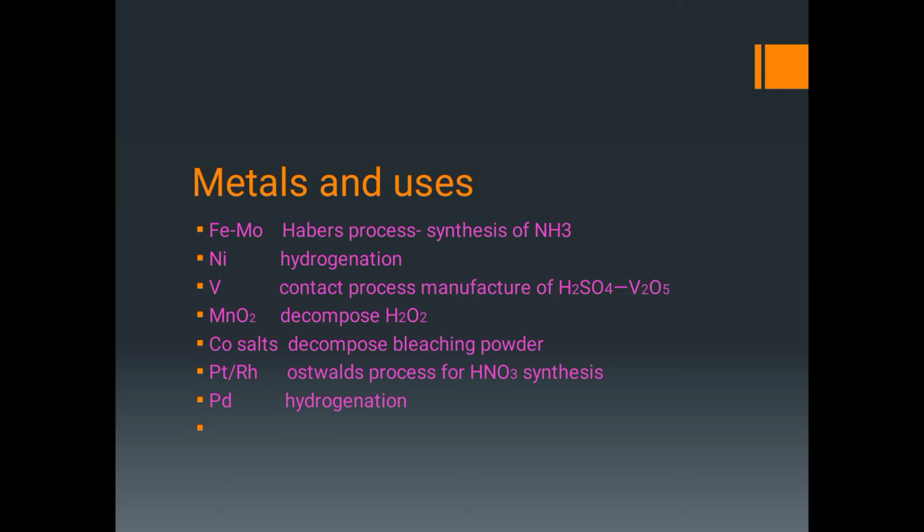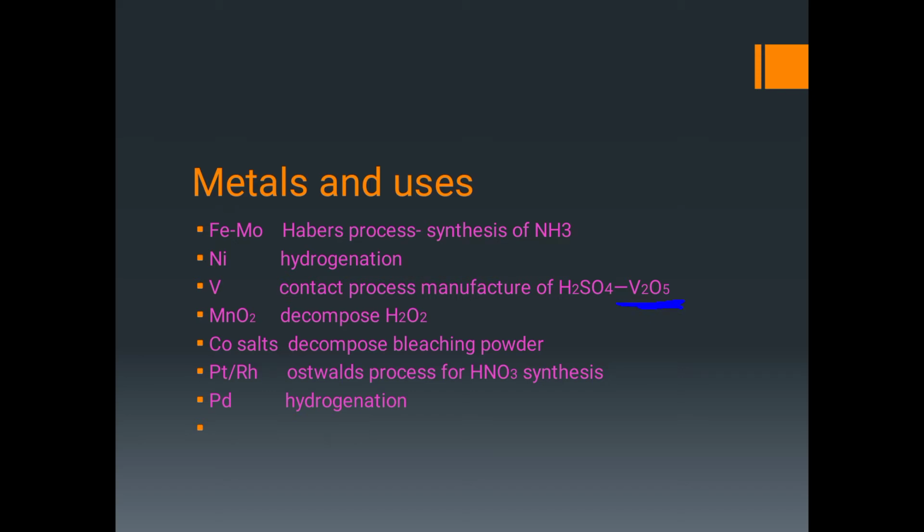Then vanadium is used in the contact process for the manufacture of sulfuric acid. That is, it is mostly in the step where SO2 gets converted to SO3, and the catalyst that is used is V2O5. So it is not only vanadium, but this particular compound, V2O5, that is used.